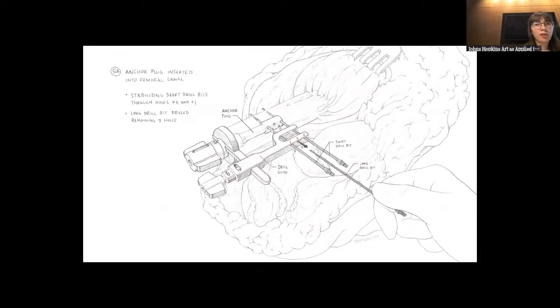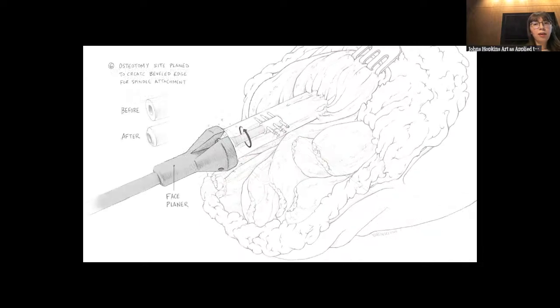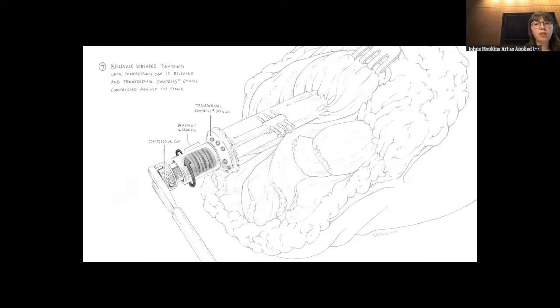The plug was inserted into the canal, and a drill guide was attached and aligned to the plug holder to facilitate extra stability. 2 short drill bits were inserted through the femur to maintain alignment of the anchor plug during pinhole drilling and transverse pin insertions. A face planer was used to create a clean beveled edge for the transdermal compressed spindle attachment, which was slid over the implanted anchor plug traction bar until snugly fit.